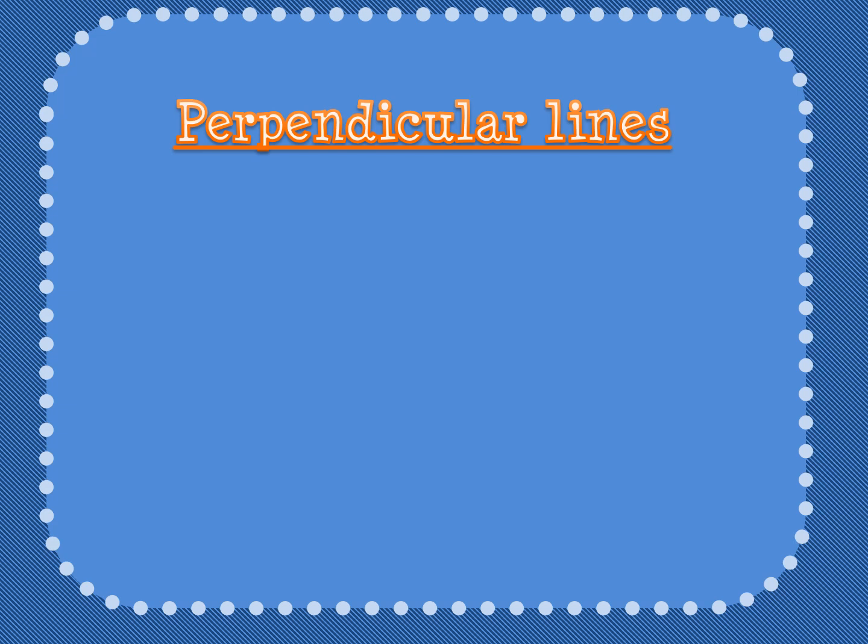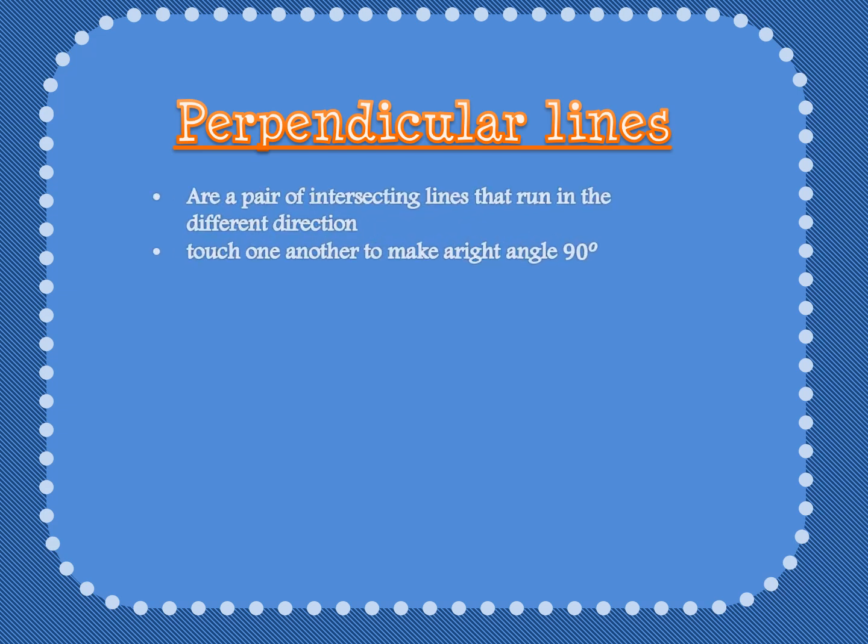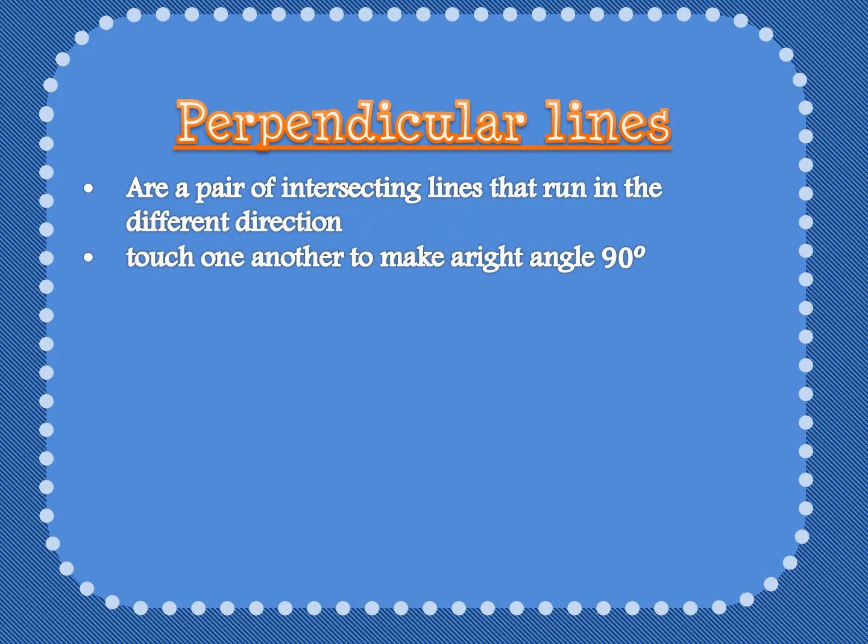So let's see the definition of perpendicular now. What are the perpendicular lines, guys? A pair of intersecting lines. So perpendicular lines are intersecting lines that run in different directions and touch one another to make right angles. So what is the condition of the perpendicular lines? They must make right angles. Yes. So the perpendicular lines are intersecting, but they must make right angles. If the intersecting lines are not forming right angles, they will not be perpendicular.